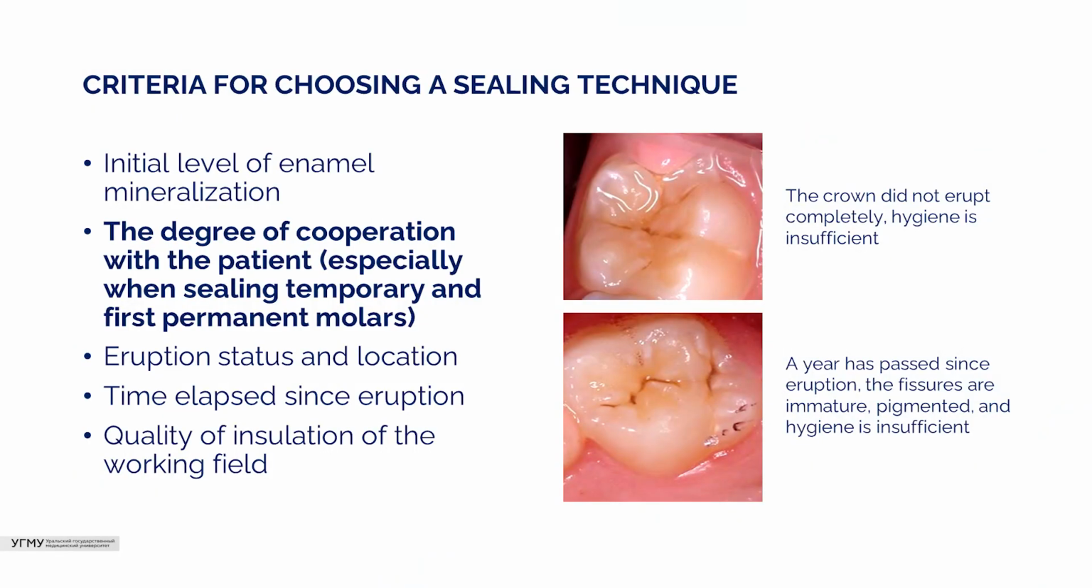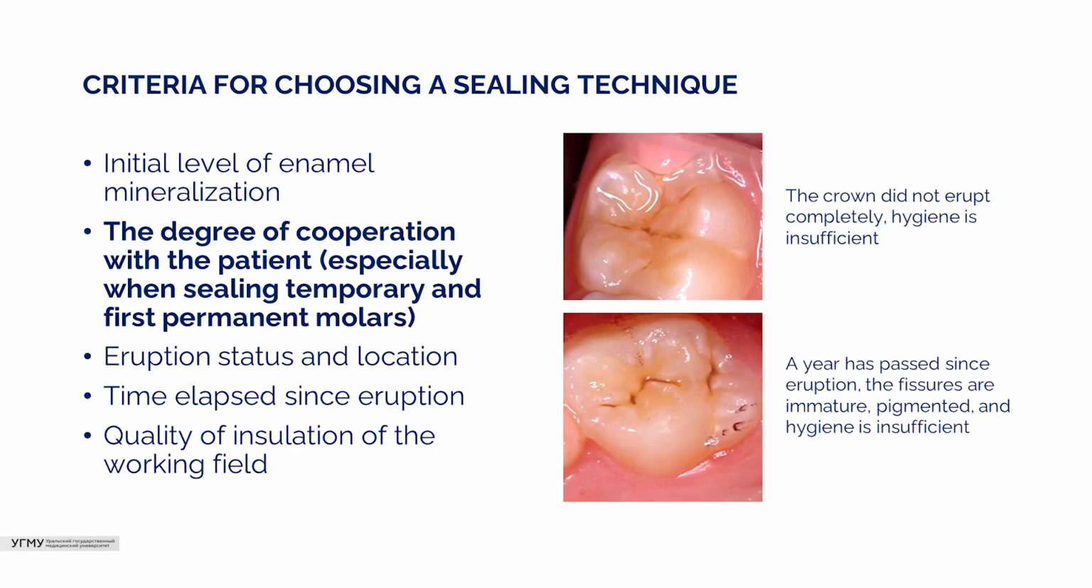Criteria for choosing a sealing technique: initial level of enamel mineralization. The most common is the medium level. Degree of patient cooperation, especially when sealing primary and first permanent molars. Status and location of eruption. Partially erupted molars are difficult to seal. Time since eruption. Some researchers believe that it is necessary to wait several months until the tooth intensively mineralizes from saliva, while other doctors seal teeth as soon as possible after eruption. Quality of insulation.